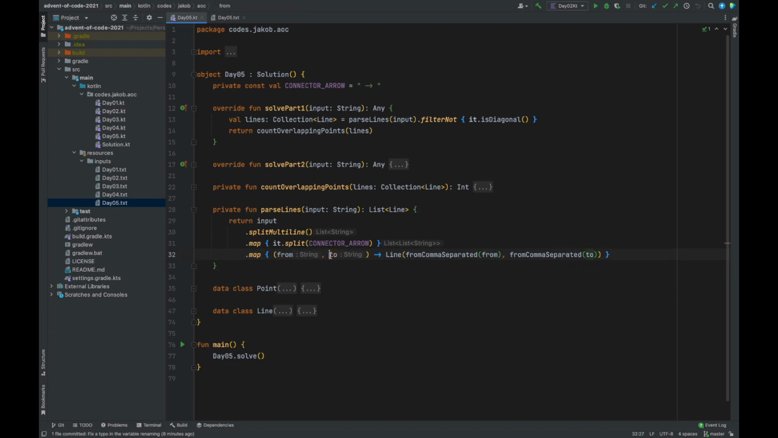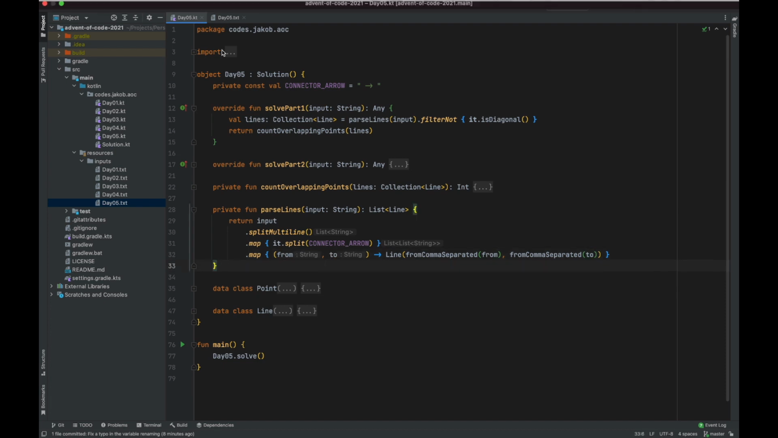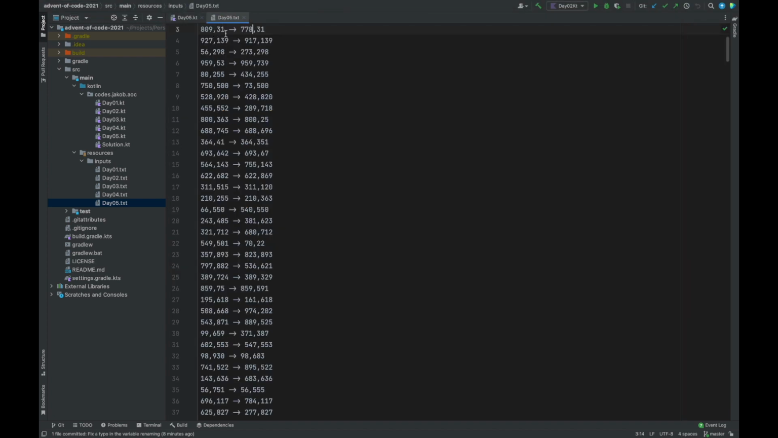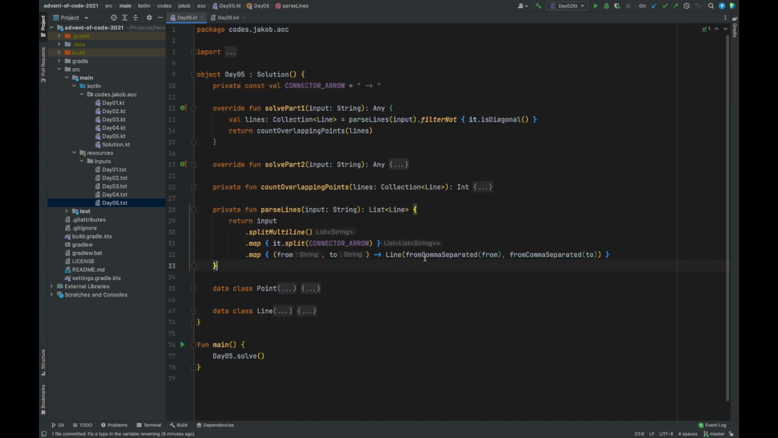So we have our from and our to point right here. But still, of course, firstly, it's a string, and secondly, it still has the comma, right? So we have to figure out what's the x and what's the y coordinate for each. So then the final thing I do right here is I created a point class, a data class, which is literally just an x and a y coordinate.